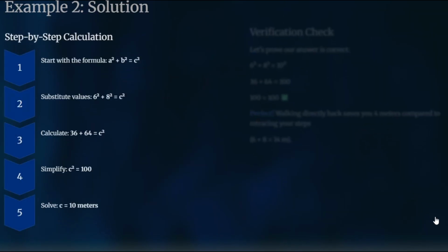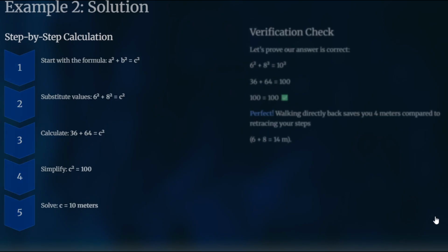So let's set it up. We start with the formula. A squared plus B squared equals C squared. Substituting the values, 6 for A and 8 for B. 6 squared plus 8 squared is 36 plus 64, and that is 100. So if C squared equals 100, in order to find the value of C, you take the square root on both sides, and C is equal to 10 meters.